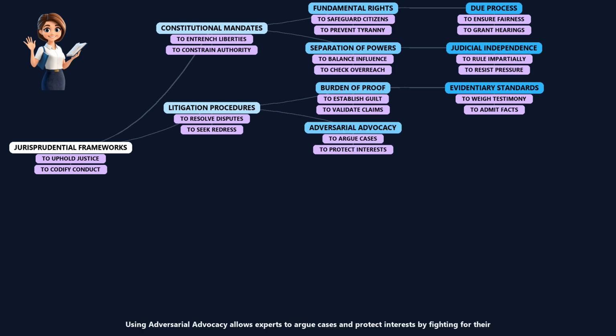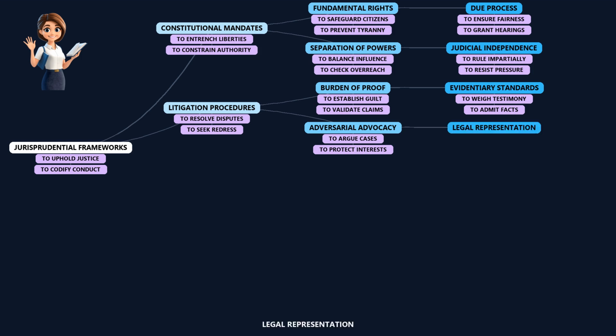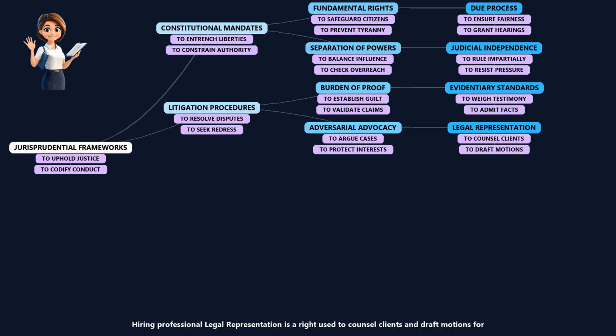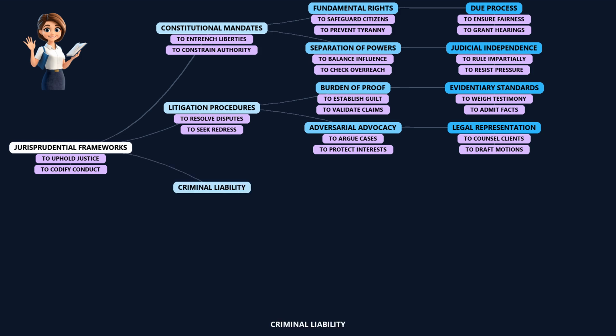Adversarial advocacy. Using adversarial advocacy allows experts to argue cases and protect interests by fighting for their side of the story. To put it simply, we are letting two lawyers compete against each other to help the judge find the truth. Legal representation. Hiring professional legal representation is a right used to counsel clients and draft motions for a complicated trial. Basically, we are getting a trained expert to speak for us so that we don't make mistakes with the difficult legal language.